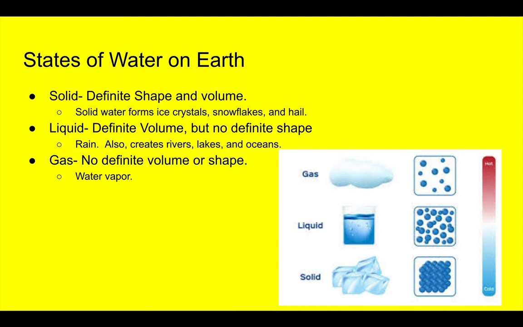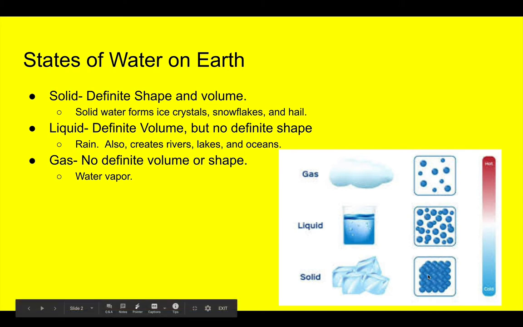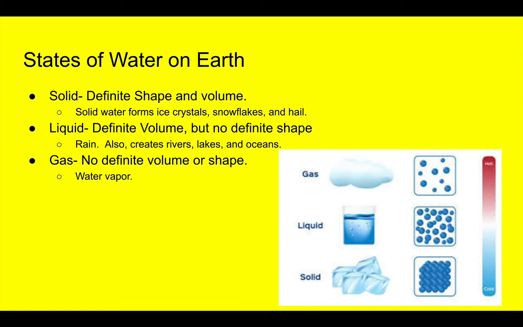A solid, by definition, is any object that has a definite shape and a definite volume. Those molecules are in a fixed position. If you look down in the solid part here, you're going to see that they have a definite shape and a definite volume. Water in a solid form is going to be ice crystals, snowflakes, or hail.